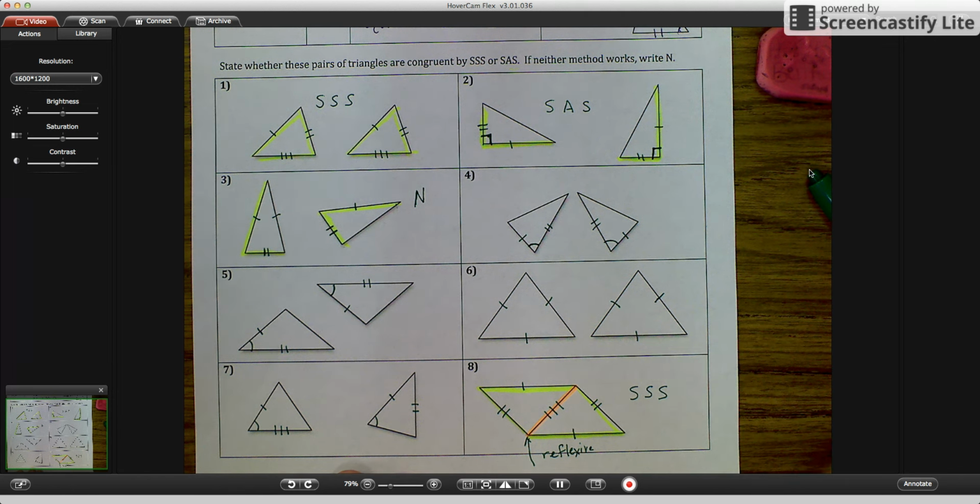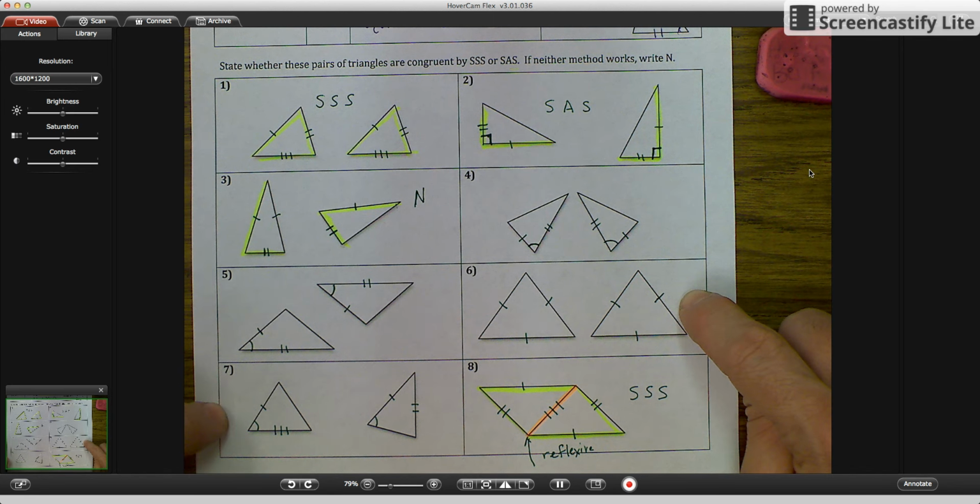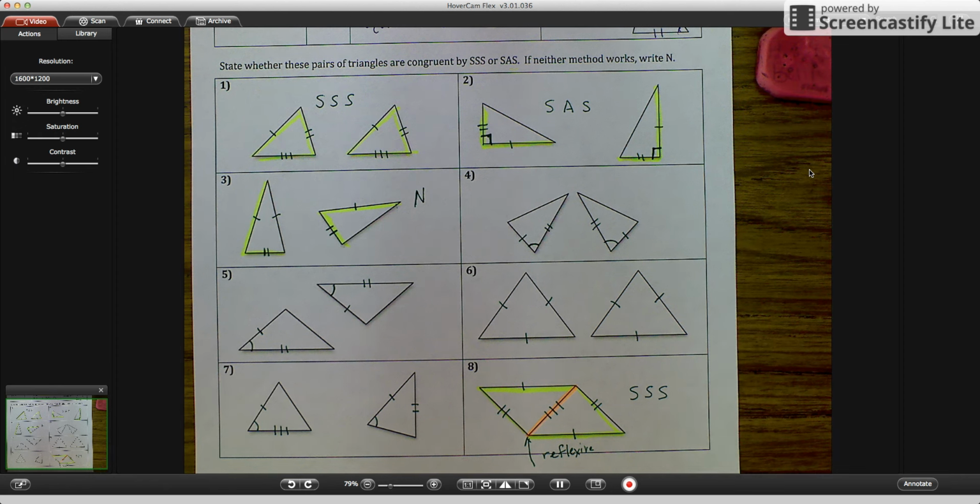Okay, for your homework, I want you to do number 4, number 5, number 6, and number 7, and bring them into class tomorrow. Have a great night.